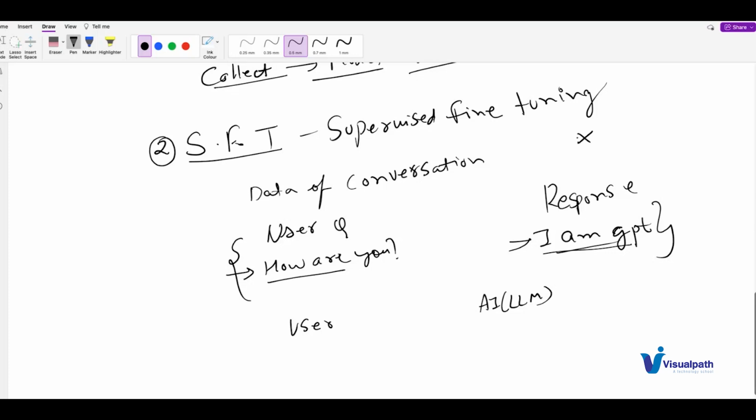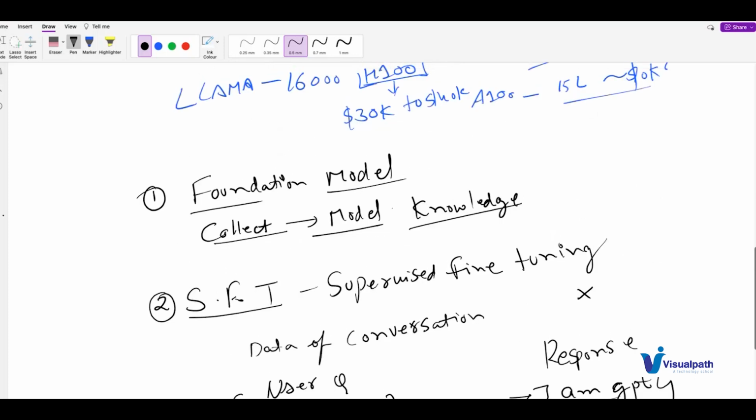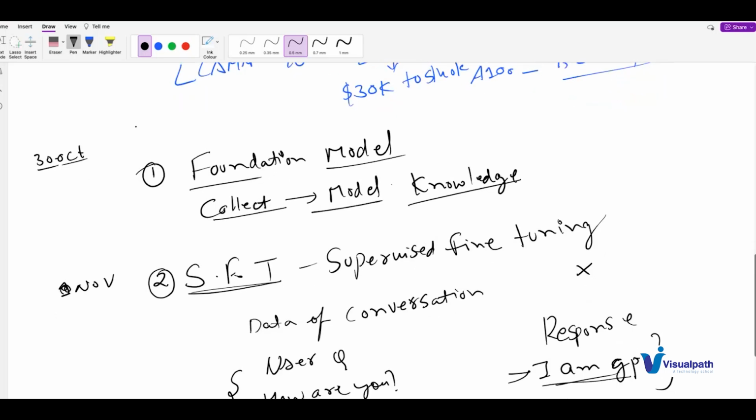Why is it not enough? Now, I started building my foundation model. Suppose the model is ready by, say, 30th of October. My foundation model is ready. After that, I took nearly 1 more month, which means by the end of November, I got my SFT trained and supervised fine tuning is done. If you see here, there is approximately a 1 month gap.